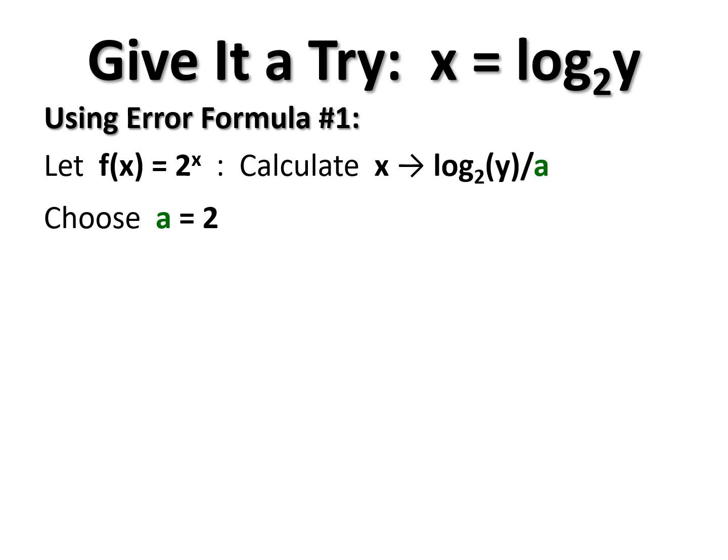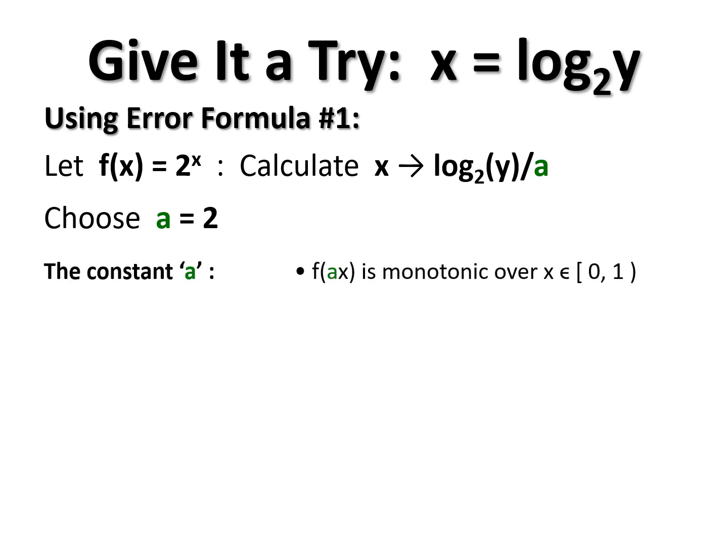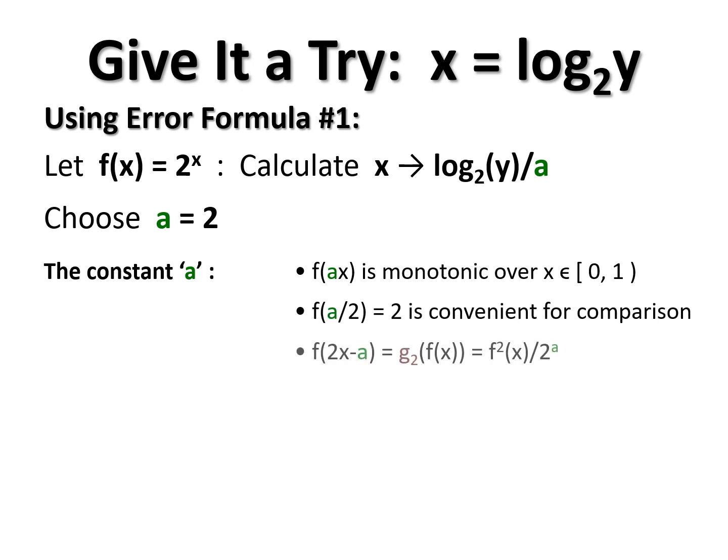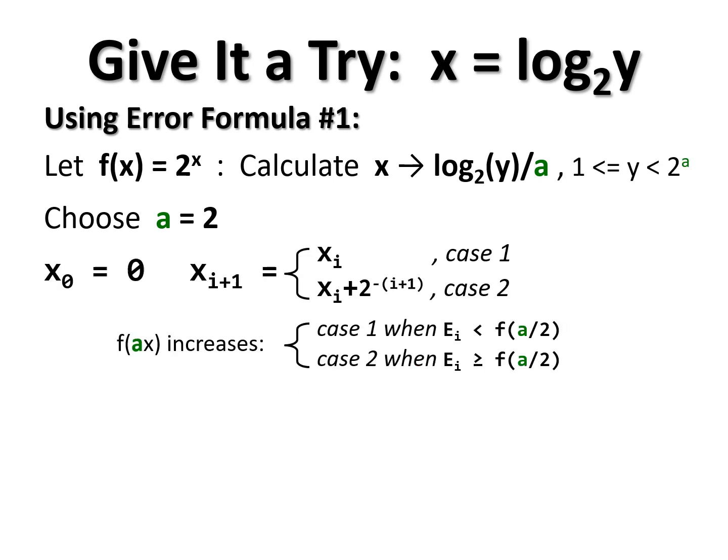Here, our f of x will be 2 to the x, so the inverse will be the logarithm base 2, and we'll calculate the log base 2 divided by a. We'll choose a equals 2. F of ax is monotonic everywhere. F of a over 2 equals 2, a convenient constant for comparison. F of 2x minus a, our g2 function, is f squared of x divided by 2 squared. And the input y can range from 1 to 4.